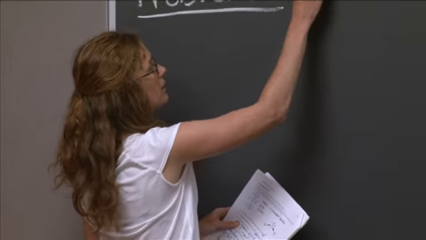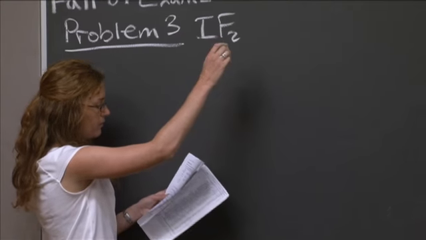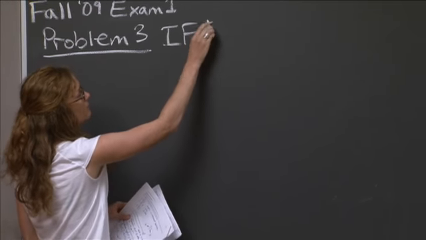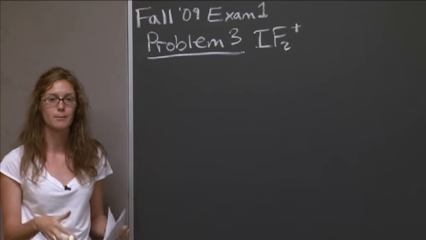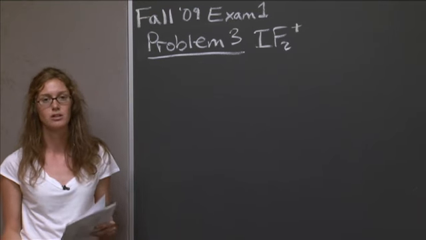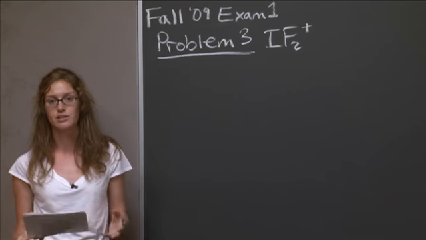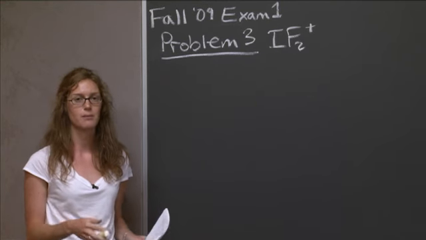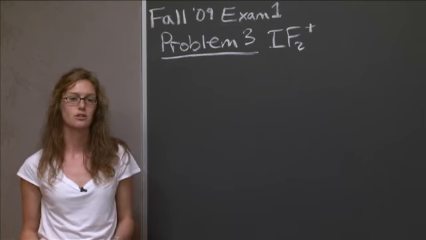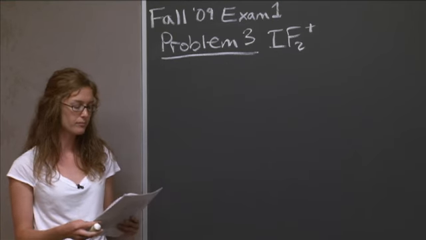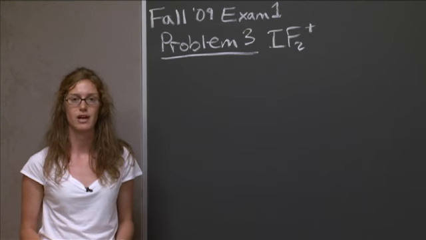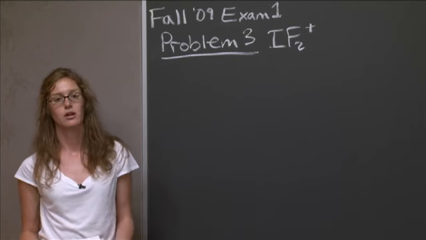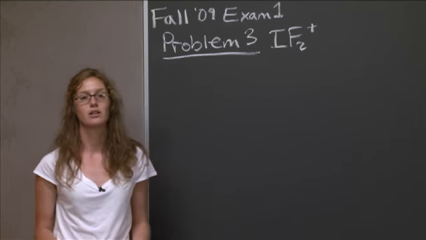So we have a difluoroiodate ion, so it has a positive charge, and it asks us to draw the molecular geometry in a 3D representation, and not just the Lewis structure. However, to do the molecular geometry in 3D, we need to know the Lewis structure, so we're going to start with that. To draw a Lewis structure, we first need to figure out which atom is the central atom. And it's always a good idea to do that by looking at the relative electronegativities.